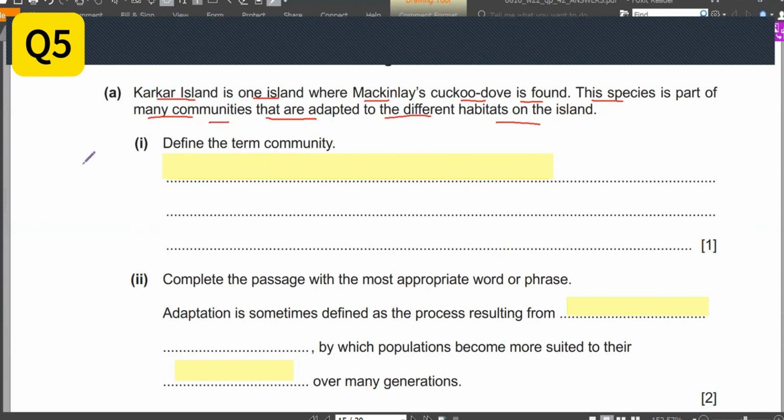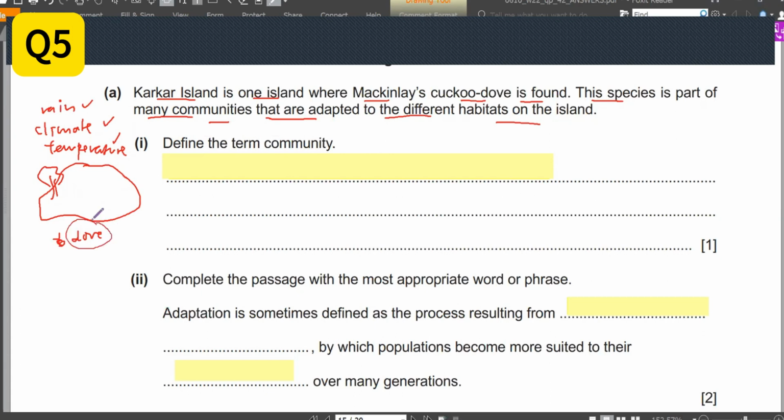Basically, this Kaka Island has a specific climate, the temperature, the rain, a very specific environment, or a certain kind of trees, a certain kind of environment, whereby this dove is adapted to live here. So some features of the bird make it suitable to survive in this environment.